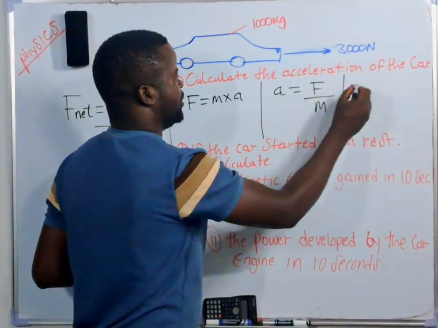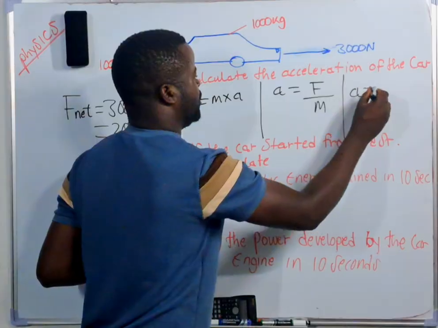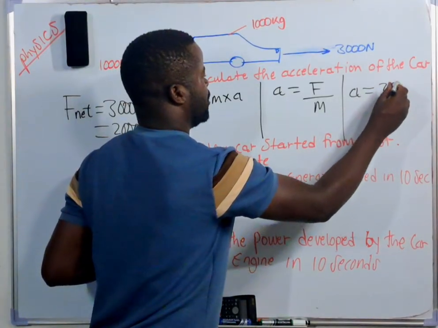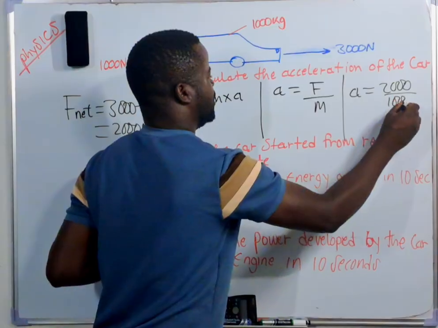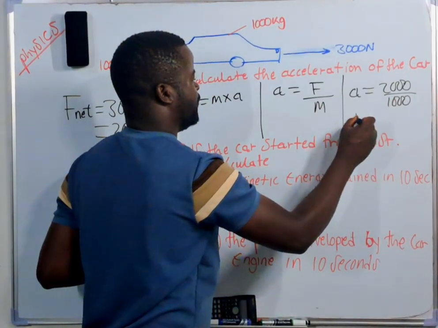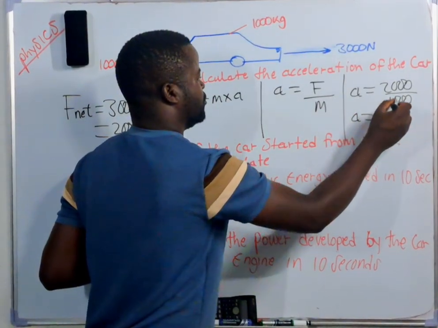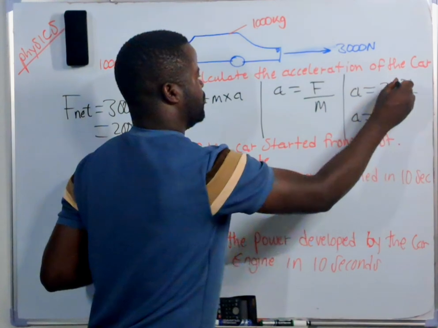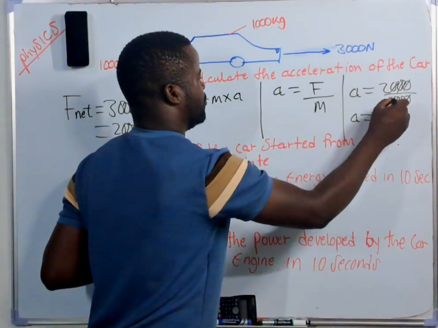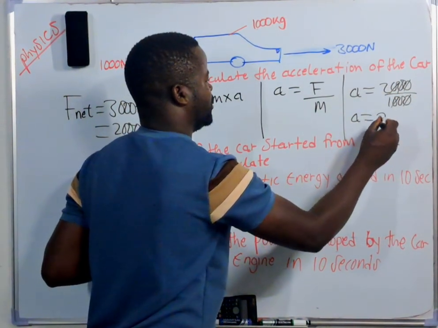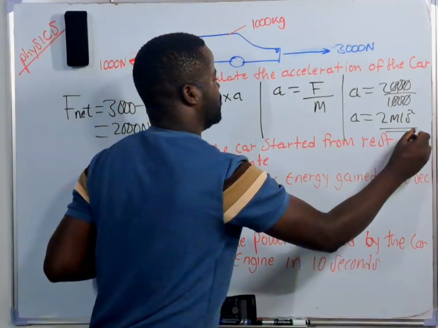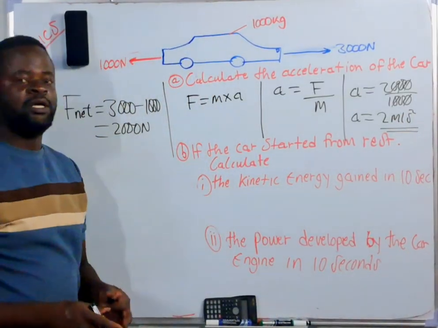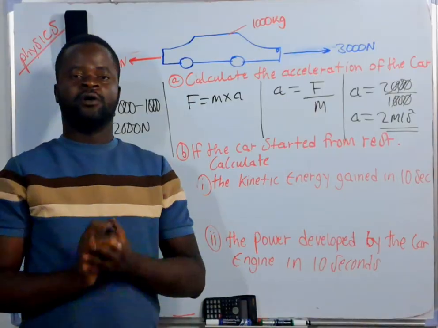So where there is F, I'm going to put 2,000. My acceleration is equal to 2,000 over 1,000 kilograms. The zeros will cancel, then I divide the 1, and I'm going to get 2 meters per second squared. This is how simple you can find the acceleration of the car.